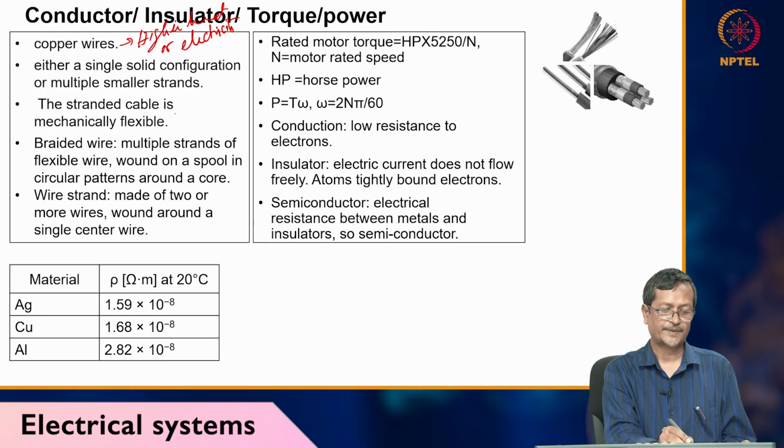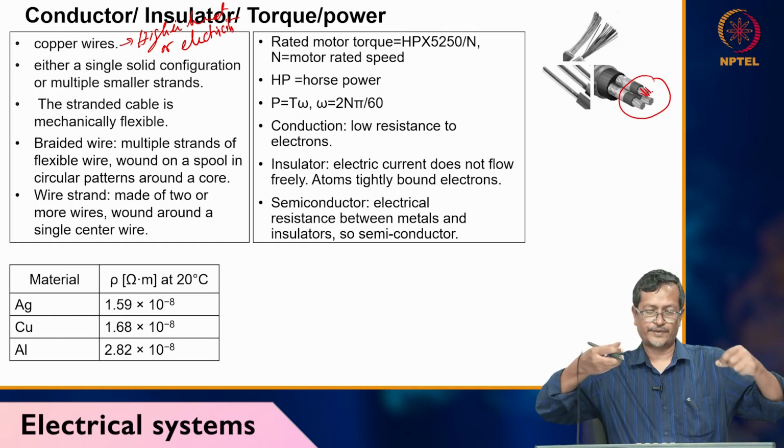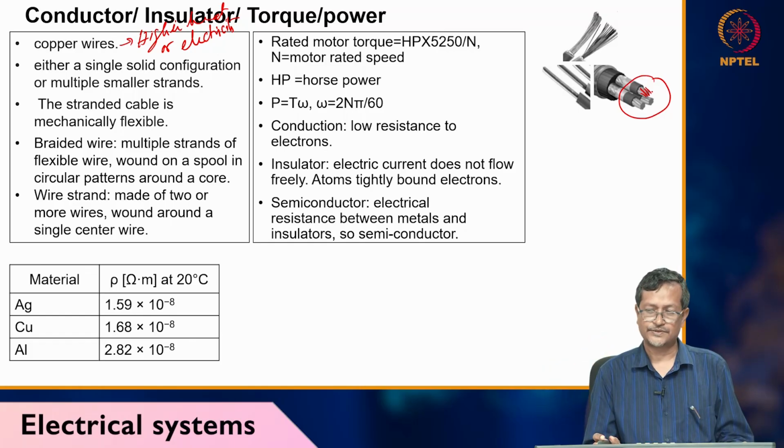The stranded cable is mechanically flexible. Stranded cable means, you can see this right side picture. Multiple cables are here, 1 2 3 4 multiple cables, and it will be given a little bit of winding, so that way it will work. Braided wire is multiple strand or flexible wire wound on a spool.